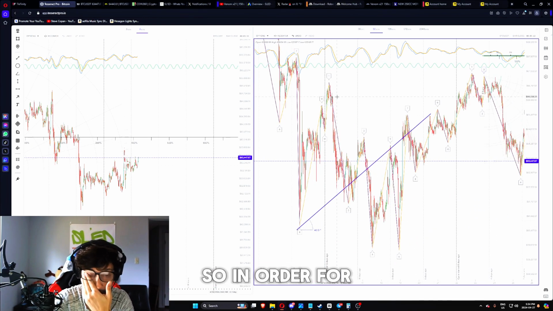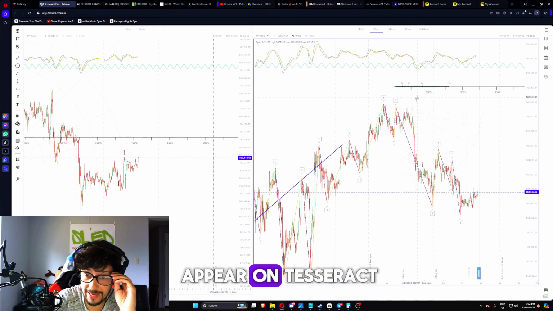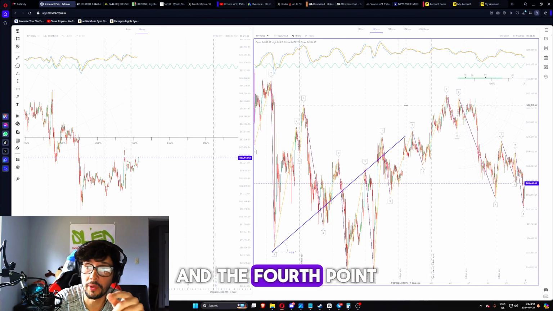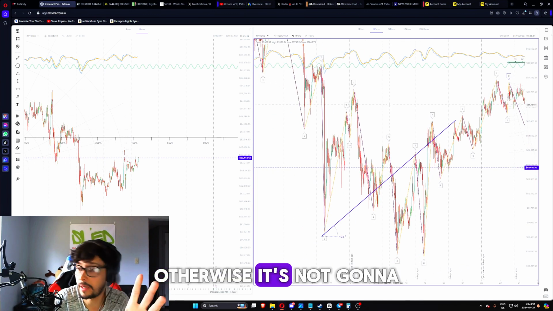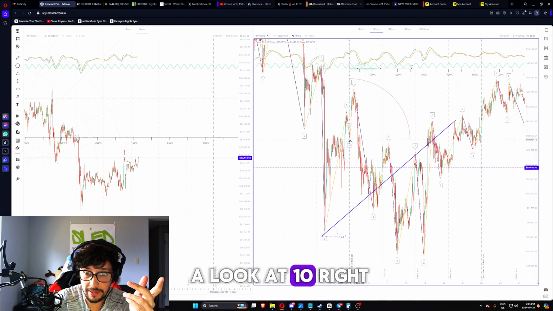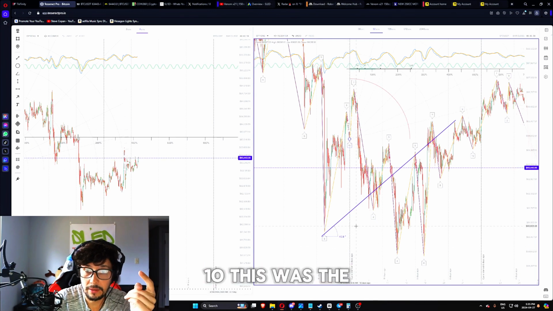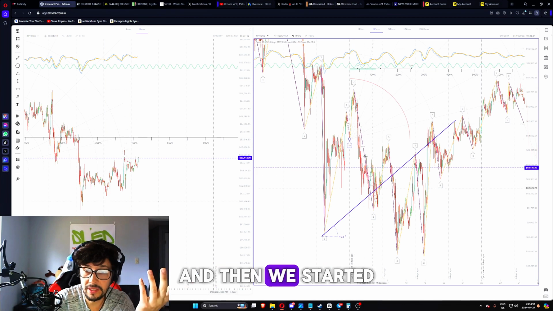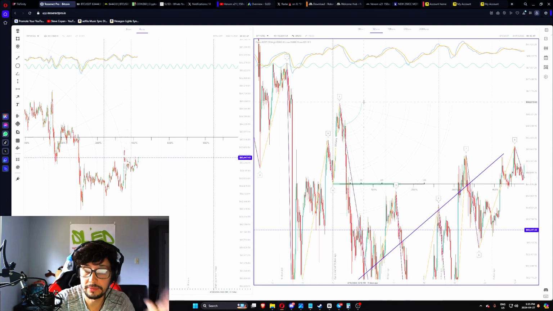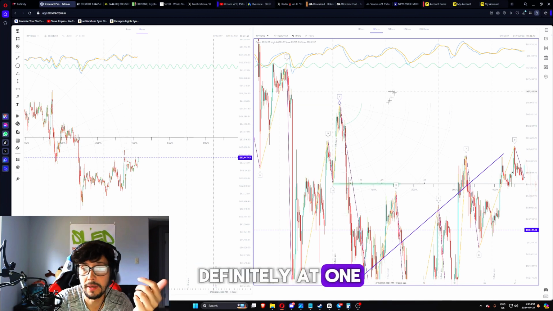Okay, so in order for this time bar to appear on Tesseract, for example, you need to have 3 previous points, and on the 4th point, the time bar will appear. Otherwise, it's not going to be there. So let's take a look at 10, right? This was the high, and then we started going down. So obviously, this is the one, because there's no high after that. And like I told you guys, the new quadrant starts with a high of 1. So this is most definitely at 1.